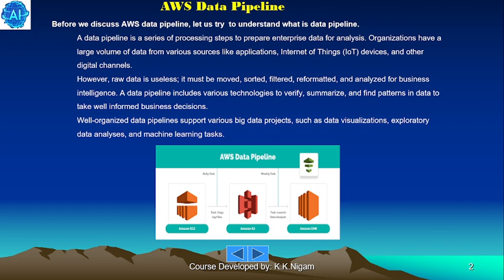Organizations have a large volume of data from various sources like applications, Internet of Things devices, and other digital channels. However, raw data is useless. It must be moved, sorted, filtered, reformatted, and analyzed for business intelligence. A data pipeline includes various technologies to verify, summarize, and find patterns in data to make well informed business decisions. Well organized data pipelines support various big data projects such as data visualization, exploratory data analysis, and machine learning tasks.